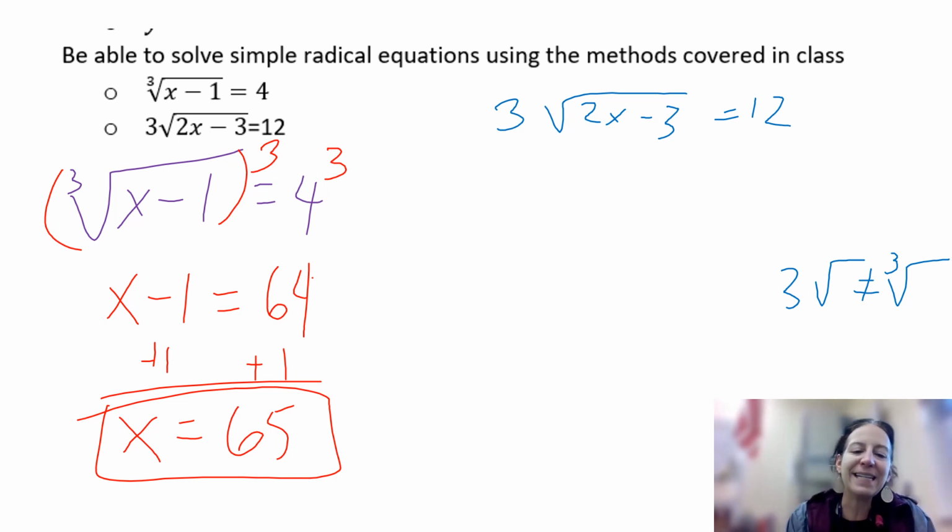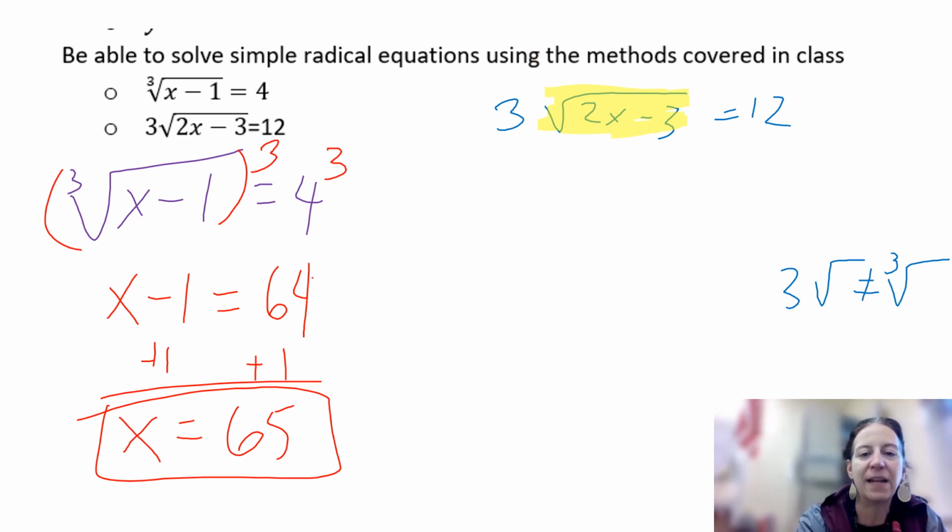If it's an index, it's going to be really small and tucked inside the hook. If it is a coefficient that's being multiplied, it's going to be bigger and written on the outside at the same size as the other numbers, okay? So what I have over here is 3 times the square root of 2x minus 3. That's my radical. So I need to get rid of that pesky little 3 over there.